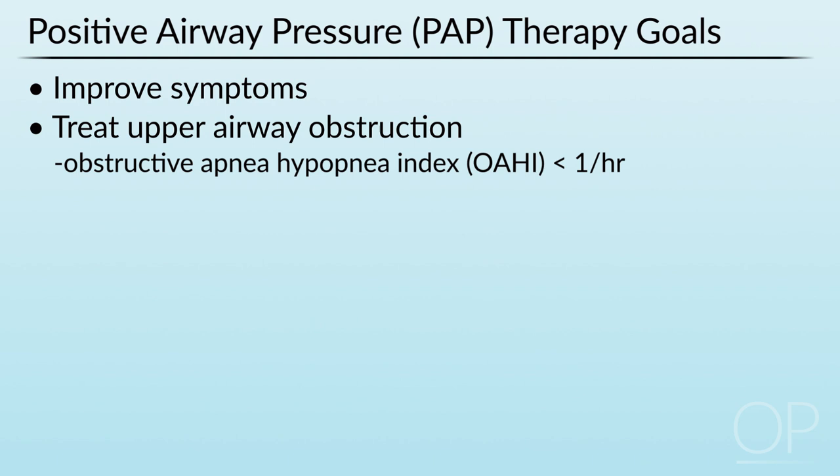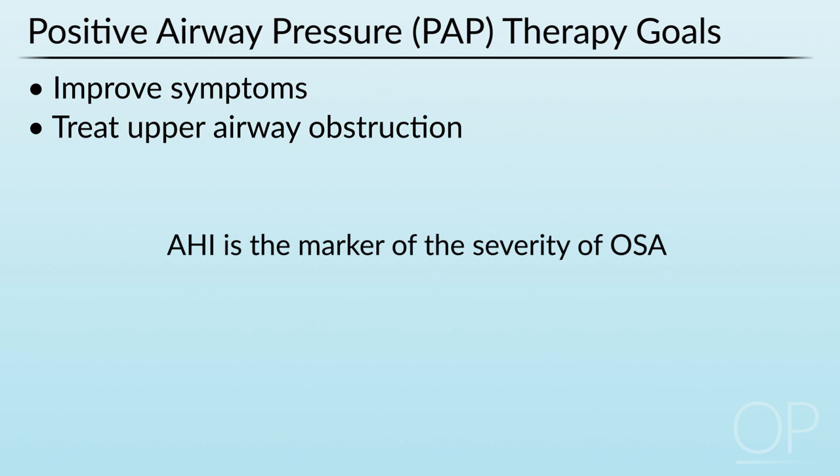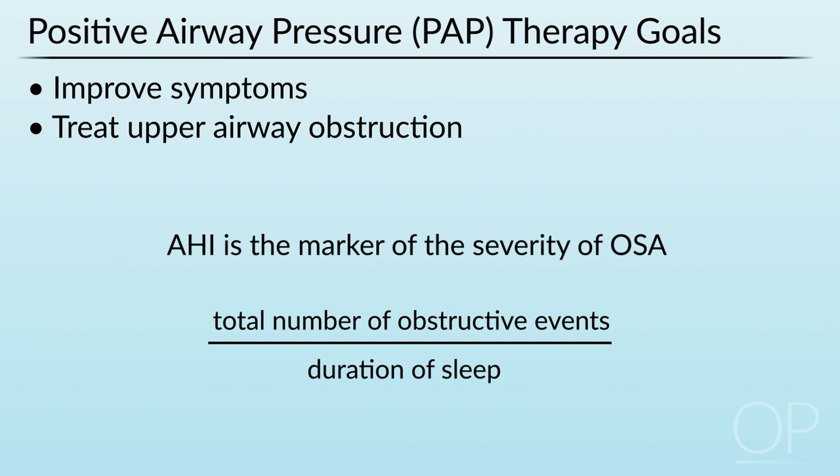This can be done by using positive pressure, which stents open the airway and stabilizes the larynx, as we discussed in our previous slide. The apnea hypopnea index, also called AHI, is the marker of the severity of obstructive sleep apnea. It is the total number of obstructive events divided by the total duration of sleep.